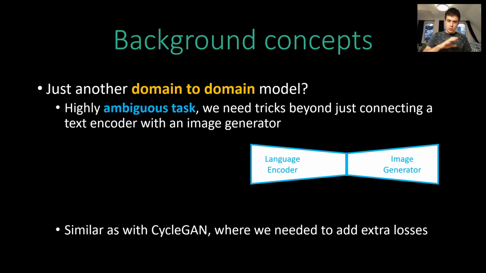So the text to image. We talked about these domain-to-domain translation models, and this meant for us in the previous classes image-to-image translation. So we had images from one domain, let's say night images, and then images from another domain, let's say day images. And you wanted, for the task that you care about, to learn this translation between these two. And the reasonable question to ask here is, isn't this just a domain-to-domain model? Can we not have a language encoder and an image generator and just plug them together?